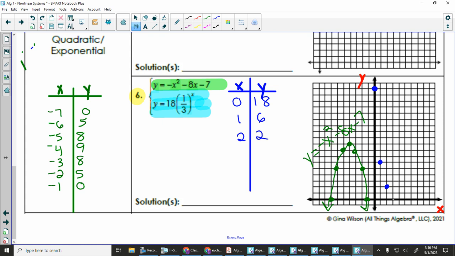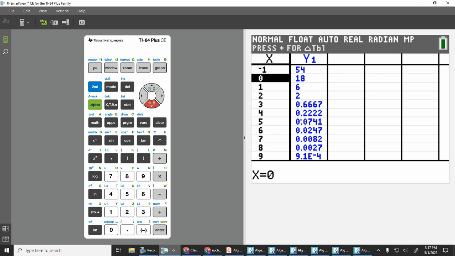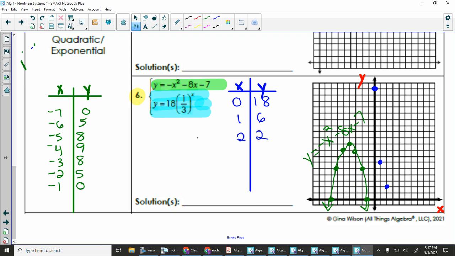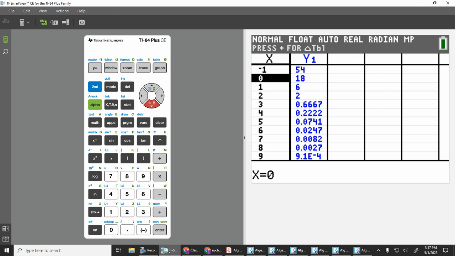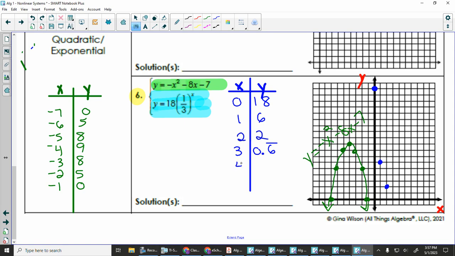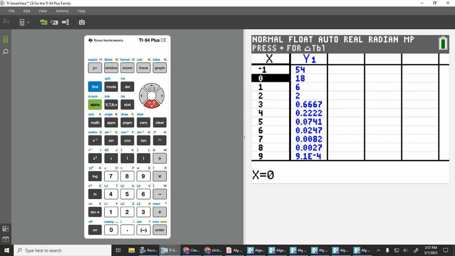Okay, now you can't quite see its hook shape yet. It should start to flatten out down here. So I'm going to want to use a couple of decimals. All right, so let's use a few of these. So 3 and 0.6 repeating. Then we have 4 and 0.2 repeating. And then we got 5 and 0.0741.